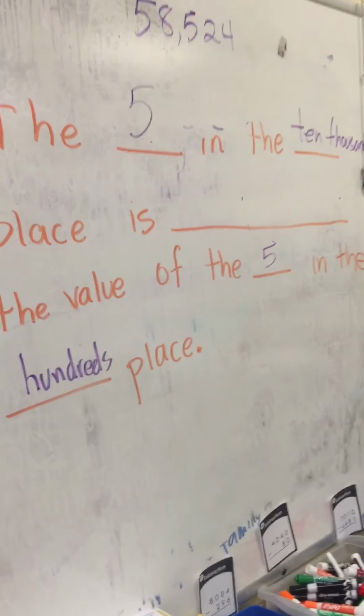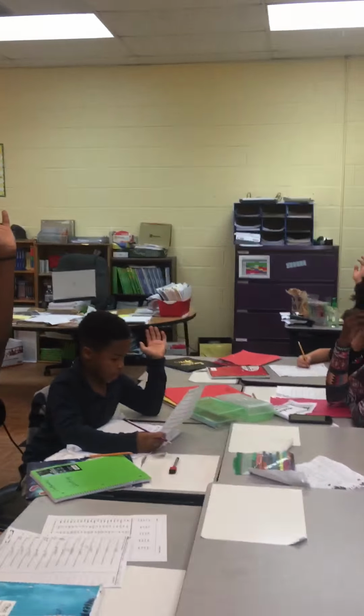I have 2 people with hands up. 3, 4. Okay. Margarita, what 2 values did you circle? Good job, Margarita. If you agree with her, show that you agree. Okay, good. So we're going to circle hundreds, and we are going to circle 10,000. Good. Okay, so take a look at it now.